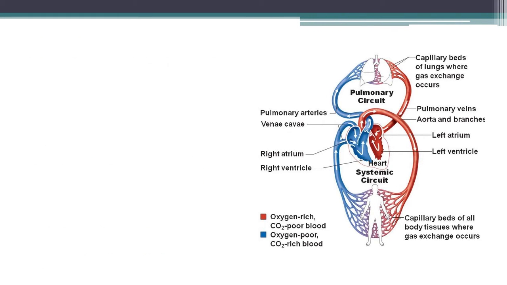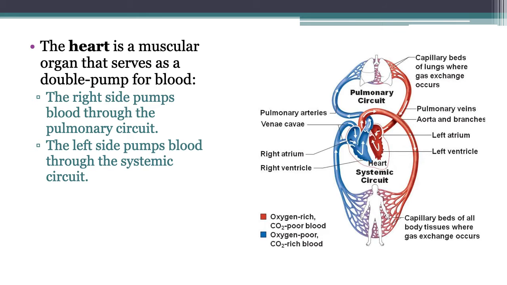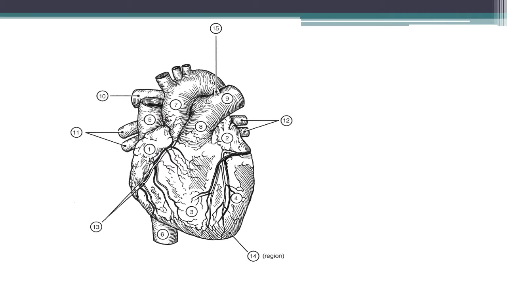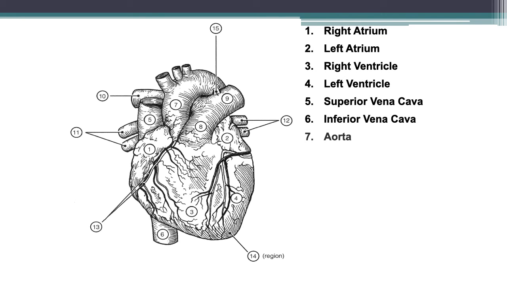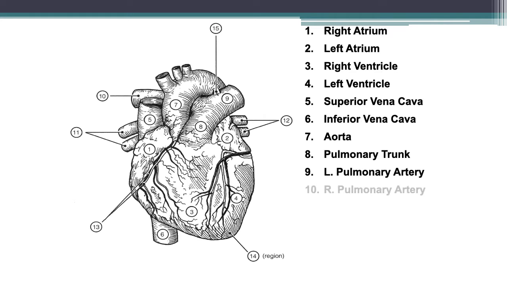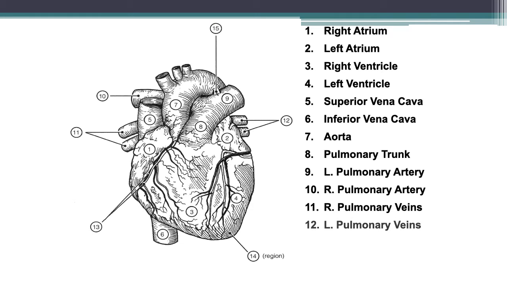Okay, so let's talk about the heart. The heart is a muscular organ that serves as a double pump for blood. The right side pumps blood through the pulmonary circuit, and the left side pumps blood through the systemic circuit. So we see here the heart, a breakdown of all the different parts: right atrium, right ventricle, left ventricle, superior and inferior vena cava, aorta, pulmonary trunk, left pulmonary artery, right pulmonary artery, right pulmonary veins, left pulmonary veins, coronary artery. Okay, so let's go over what happens in the heart.